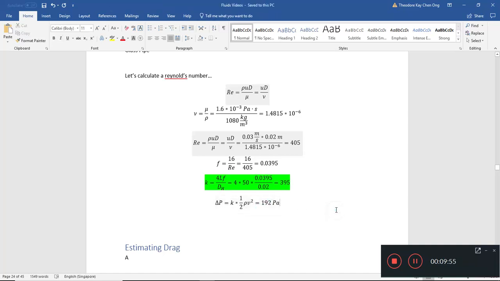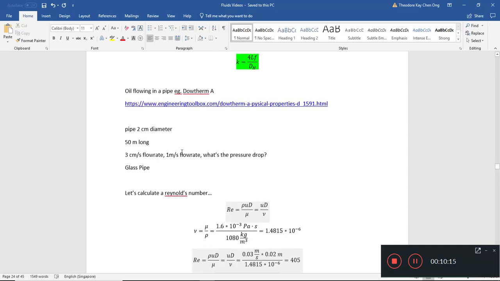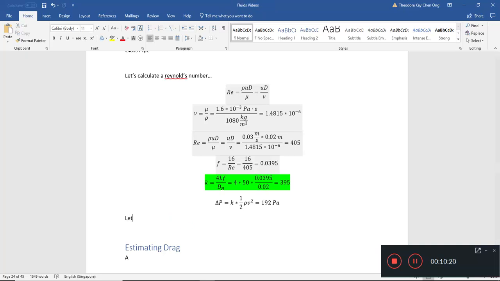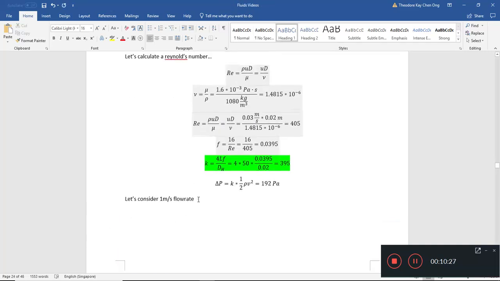You just go through this procedure and you'll find your friction factor. Now let's consider the case of a faster flow rate. Now, 1 meter per second flow rate. This one I can go to next time.